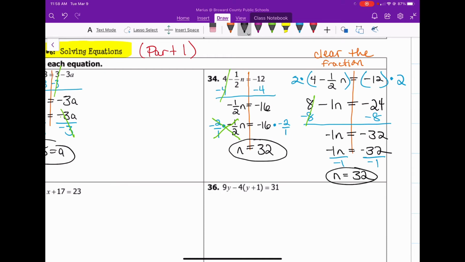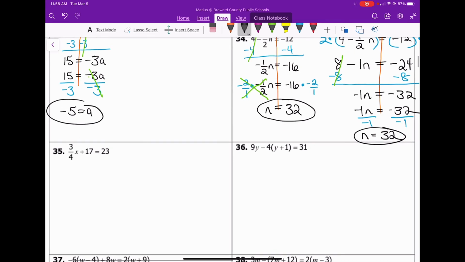All right, we're almost done. We have 2 more questions left. Let's take a look at number 35. Number 35, you have options here. For this one, I'm not going to clear the fraction. I'm just going to go ahead and start rearranging.